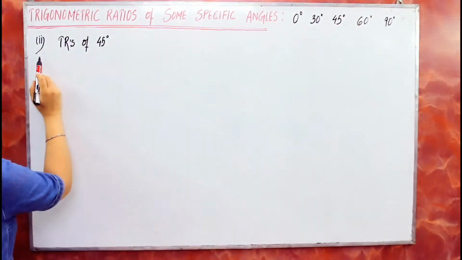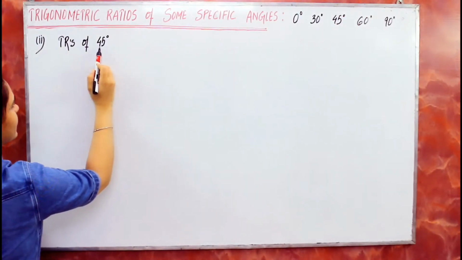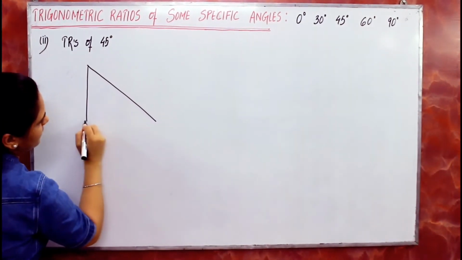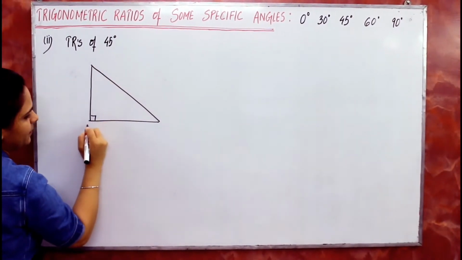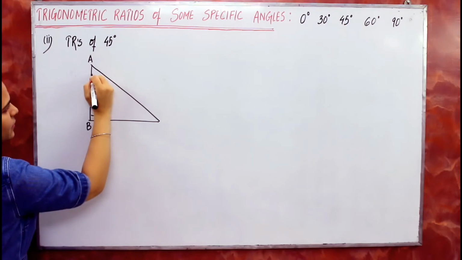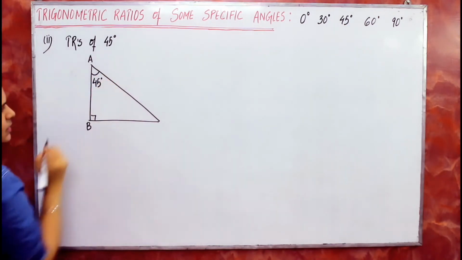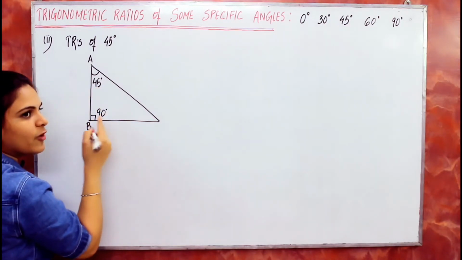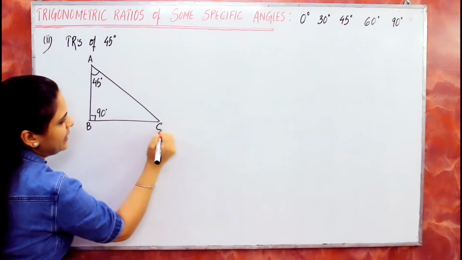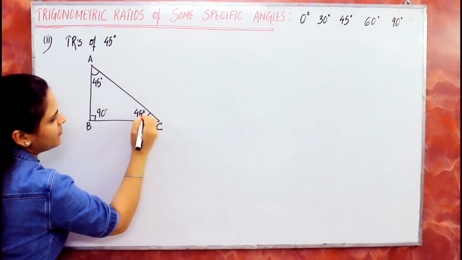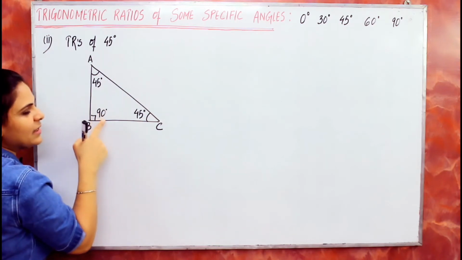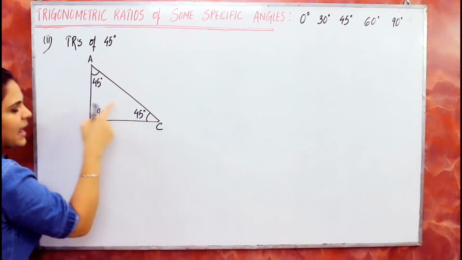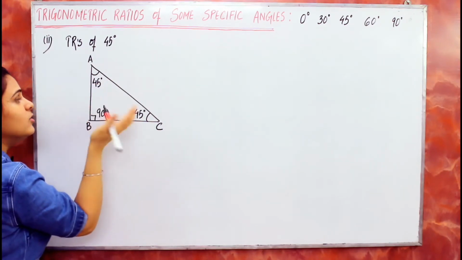In the second case, we will find the trigonometric ratios of 45 degrees. For that, we will consider a right-angled triangle ABC, right-angled at B, with angle A equal to 45 degrees. If angle A is 45 and B is 90 degrees, from the angle sum property, the remaining angle C will also become 45 degrees. You can see it's an isosceles right-angled triangle in which two angles are 45 degrees each and the sides opposite to these angles will also be equal.